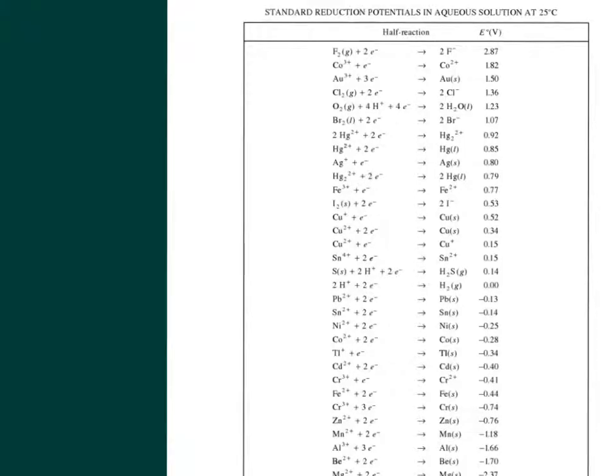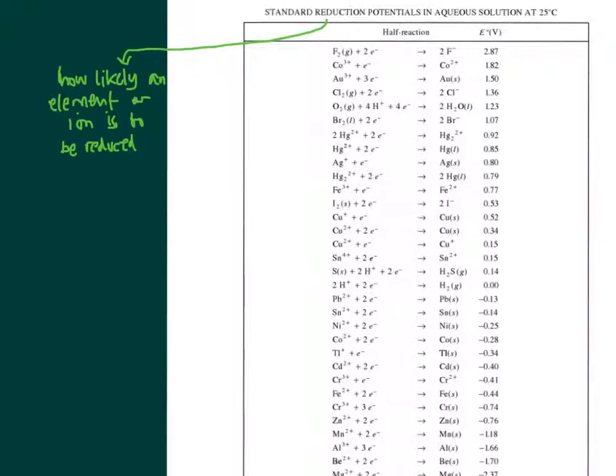Well, the way you're going to know that is you need a table of standard reduction potentials. So a reduction potential is exactly what it sounds like. It is a number or a value that will give you an indication of how likely an element or an ion is to be reduced. Like, how likely is that going to happen?